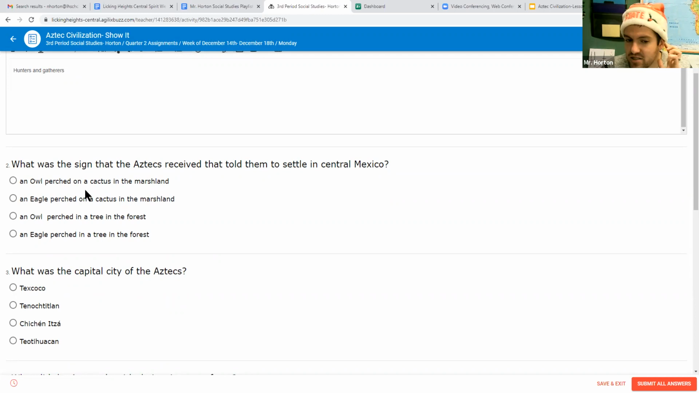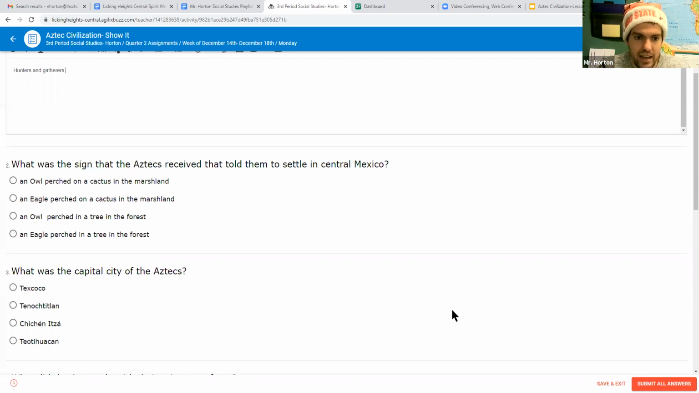When the Aztec civilization first started, as they were hunting and gathering and moving from place to place, they were just walking around and didn't really have a clue of what to do next until they saw one sign. As they were walking across, they got to the island of Tenochtitlan, and they saw an eagle perched on a cactus. This eagle was just sitting on this cactus in the middle of the island. And they thought that this was a sign from their gods that they should settle on that island and begin the civilization.